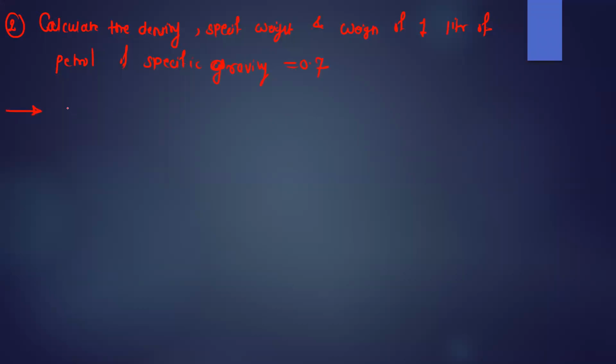So what is given? The liquid given is petrol. This petrol has this specific gravity. Specific gravity is nothing but S. So S petrol is equal to 0.7. This is the constant value. We have to find out the density, specific weight, and the weight, that is the total weight, for 1 liter of petrol. So density and specific weight we can find out by using this formula.